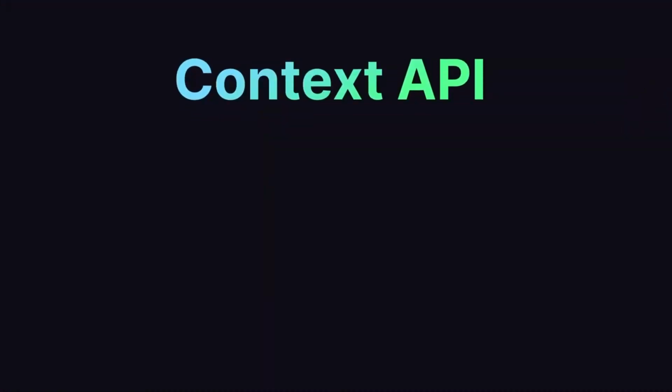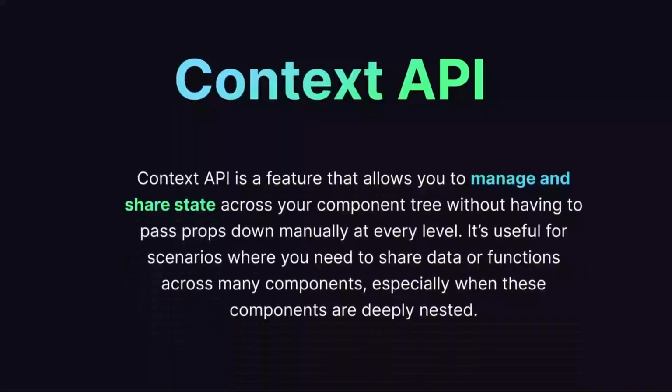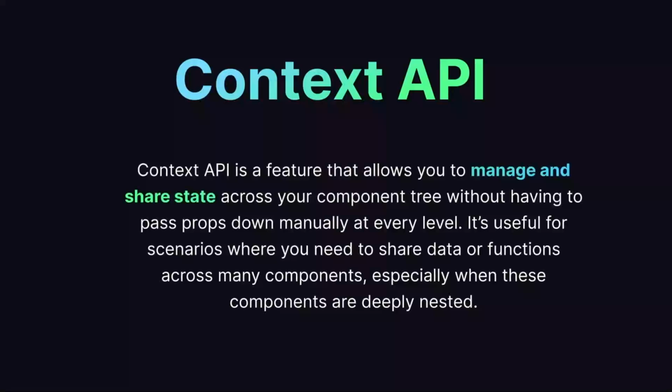So now let's talk about the context API. Context API is a feature that allows you to manage and share state across your component tree without having to pass props down manually at every level of your component tree. It is useful for scenarios where you need to share data or functions across many components, especially when these components are deeply nested, something which we just saw a few seconds ago. So for that we use props, but in this situation we are not going to be using any props. We are going to be using something called the context API, and now let's get into it.